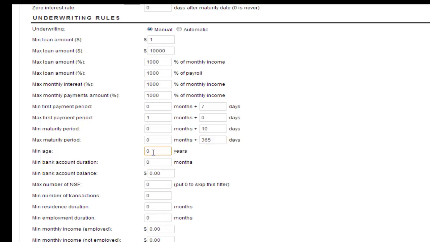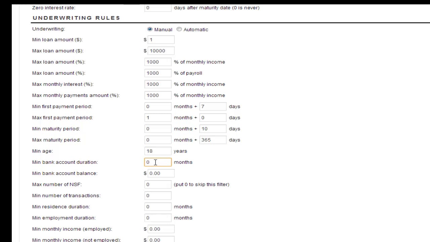The minimum age is very straightforward. Right here, you just set the minimum age that is acceptable for your loan applicants. We'll say here, for our sake, that we'll make the minimum age 18 years old. That way they're legal, they're okay to get loans from us, and we don't have to worry about them. If your state is different, you can go ahead and change the minimum age to something else.